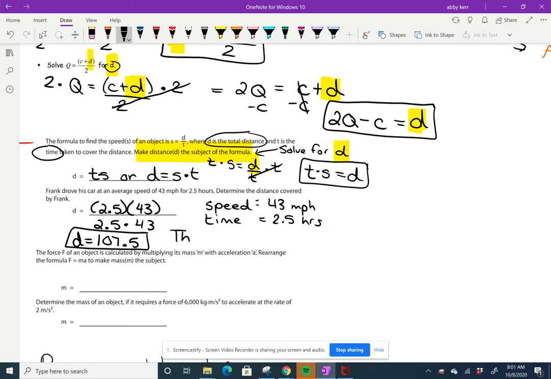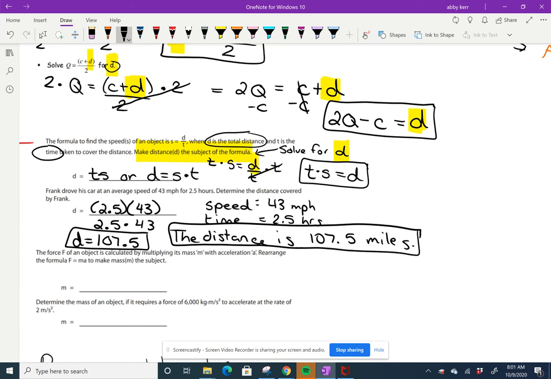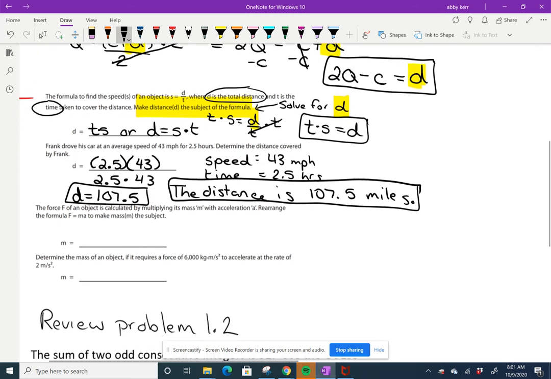So the distance, because that's what D stands for, is 107.5. And notice that we were talking miles per hour, so the units is miles. And don't forget your punctuation at the end.